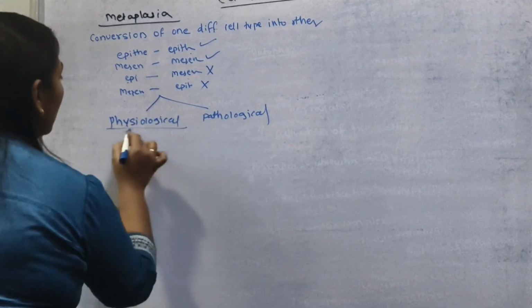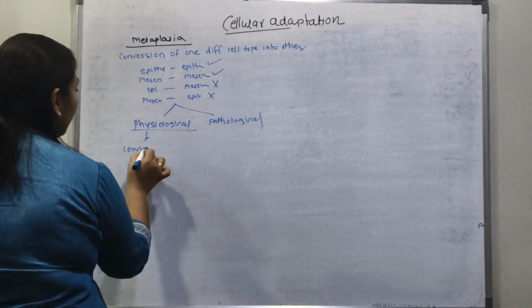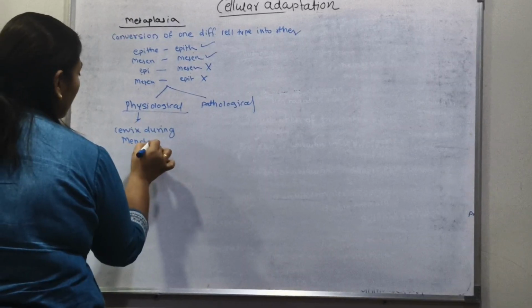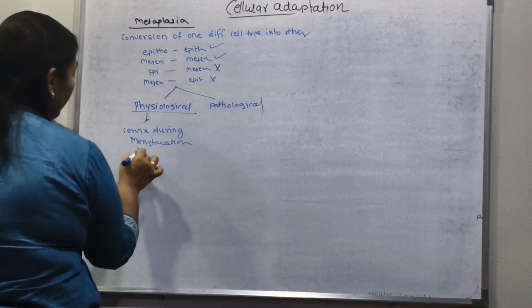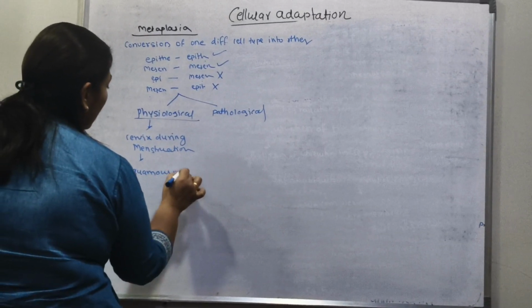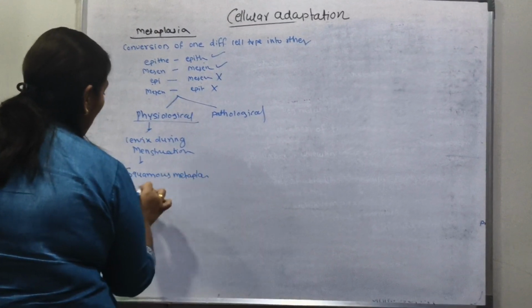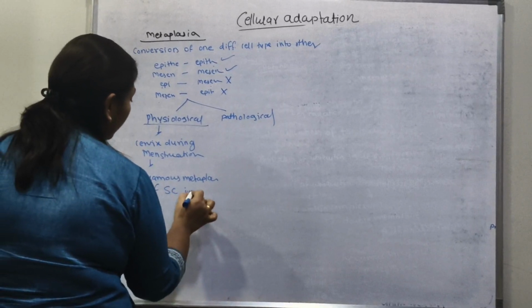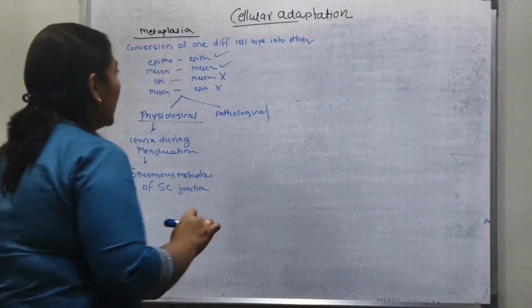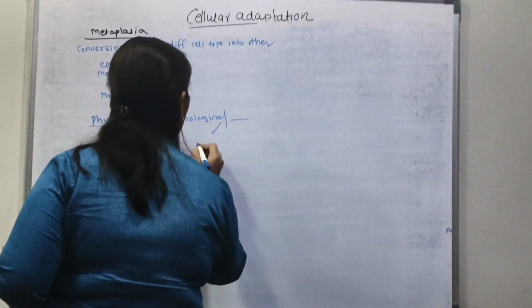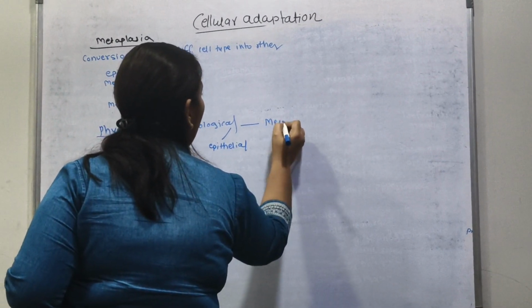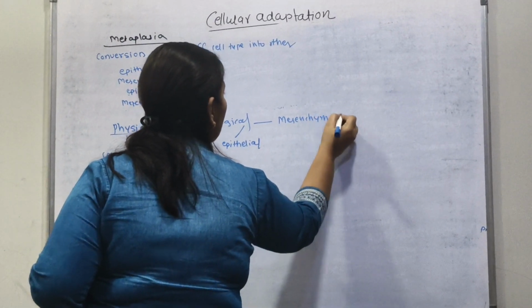Okay. In the physiological type, in the cervix during menstruation, which type of metaplasia occurs? That is squamous metaplasia of the squamocolumnar junction. This is the physiological metaplasia. In the pathological metaplasia, there are two types: epithelial metaplasia and mesenchymal or connective tissue metaplasia.